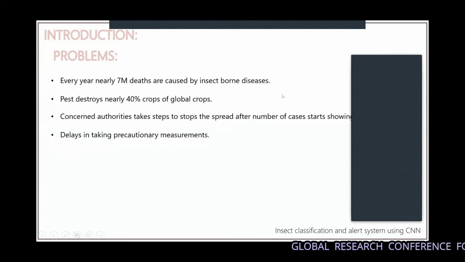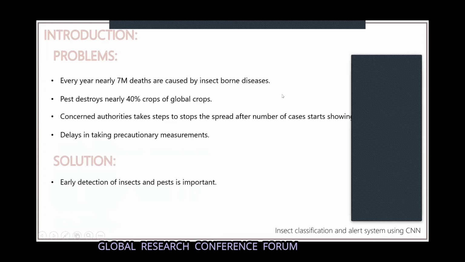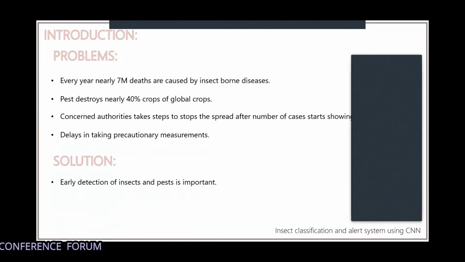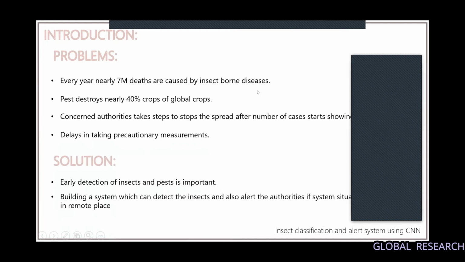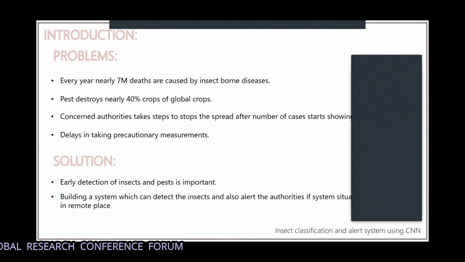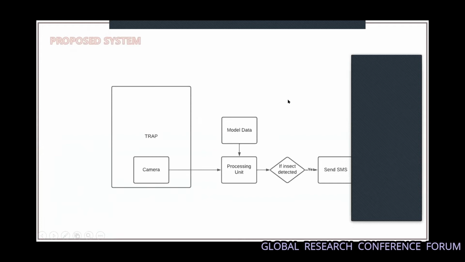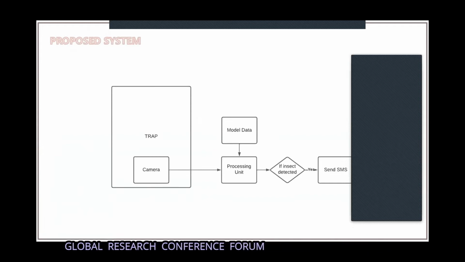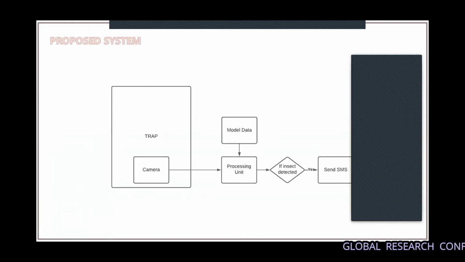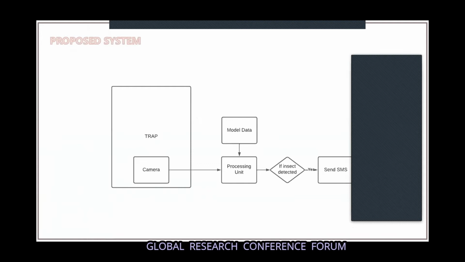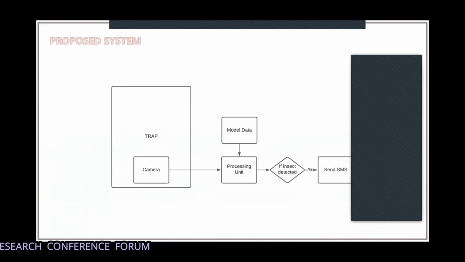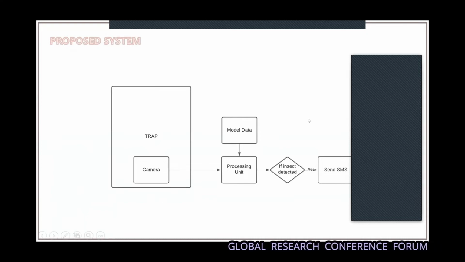As a solution to this, early detection of insects and pests is important, and it is important to build a system which can detect the insects and alert the authorities even if that system is situated in a remote place. So we propose a system which consists of a camera inside a trap, which will capture the images and send them to the processing unit, where they are given to our CNN model. The CNN model will classify the image, and if an insect is detected in that image, it will send an SMS to the concerned authorities.